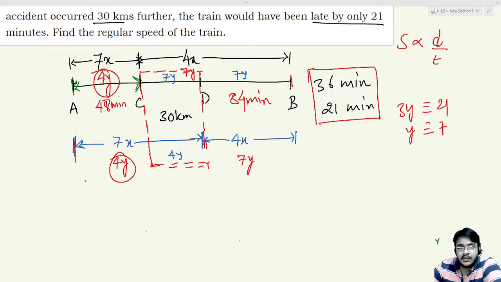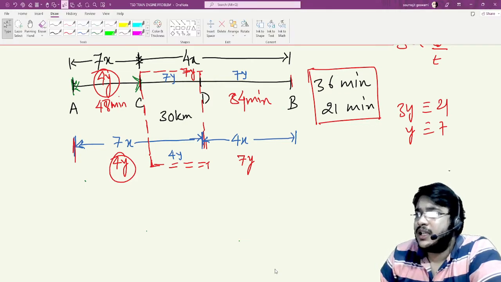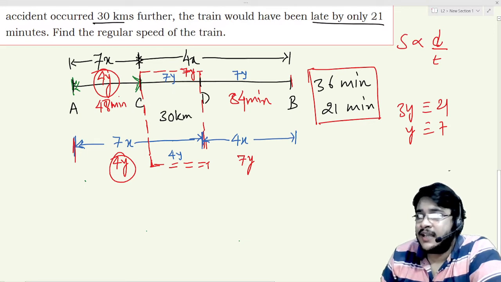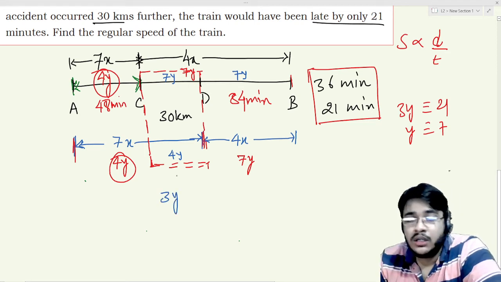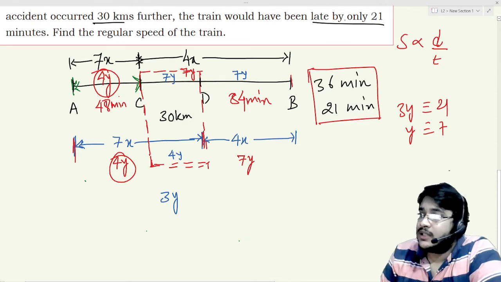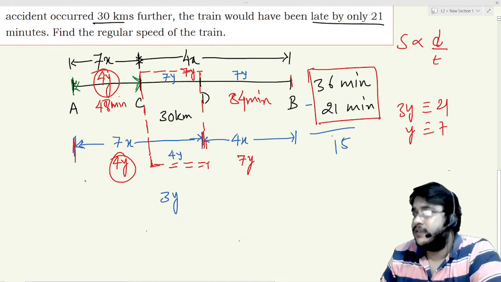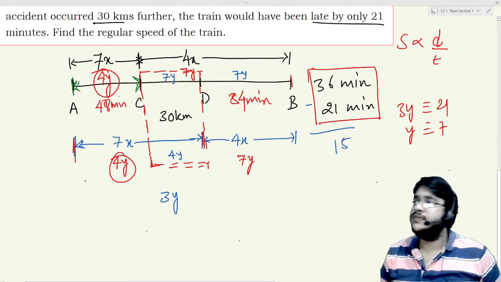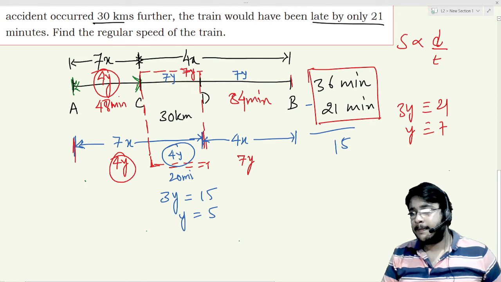So let me just increase the video palette a little bit. Yeah. So now you have to tell me what is the difference in time 7y and 4y, what is the difference in time? The difference in time is still 3y, but now it is not 36 or 21. It is actually going to be the difference of this 36 and 21, which is 15, right? So this 3y is equal to 15, y becomes 5. In other words, this is 20 minutes and this 5 sevens are 35.